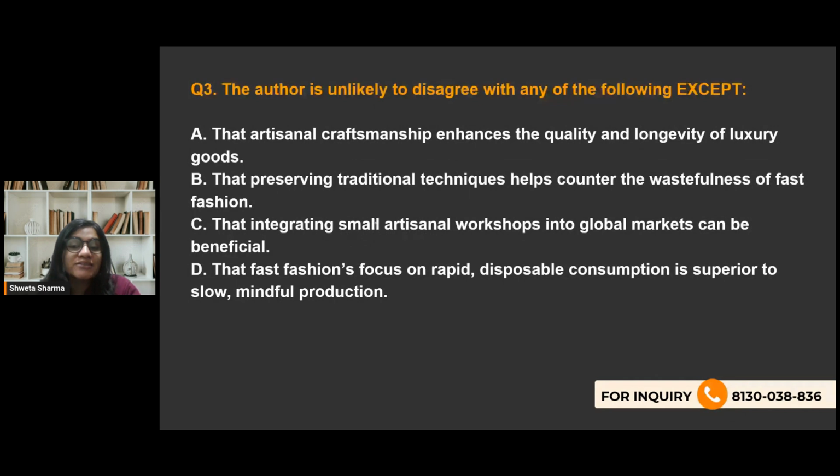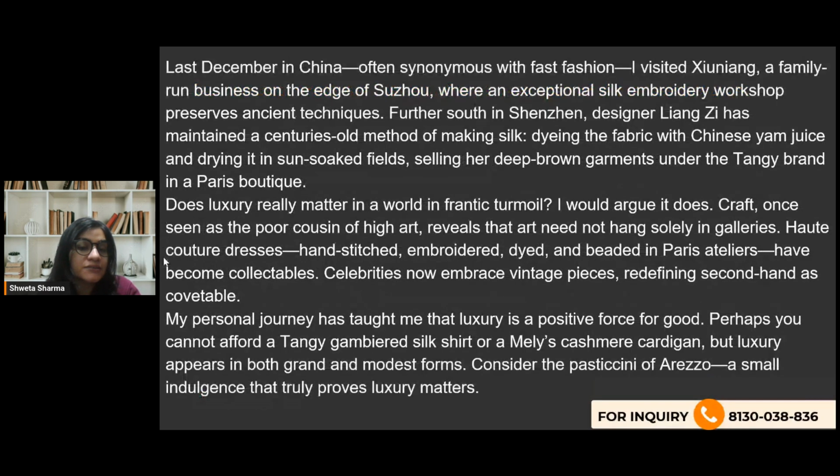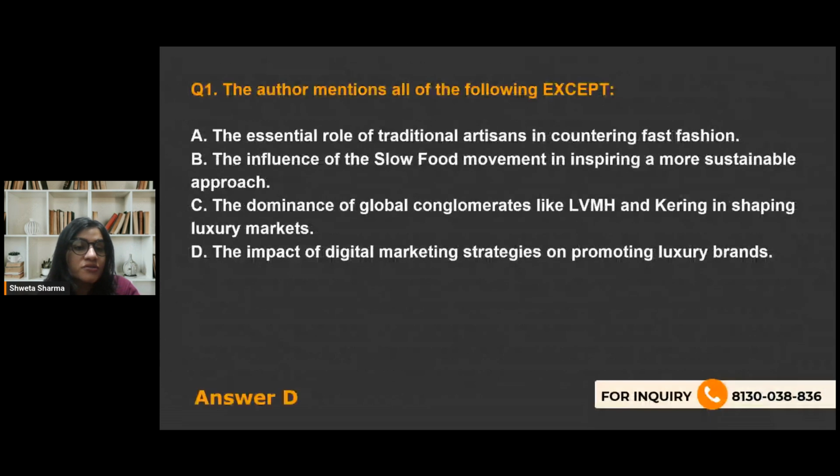Okay. Best sums up the last paragraph of the passage. So I'll show you the passage quickly. Last paragraph. This is the one. And then we quickly discuss the question, guys. I presume that we've had enough time to read it. So let's move to the question.